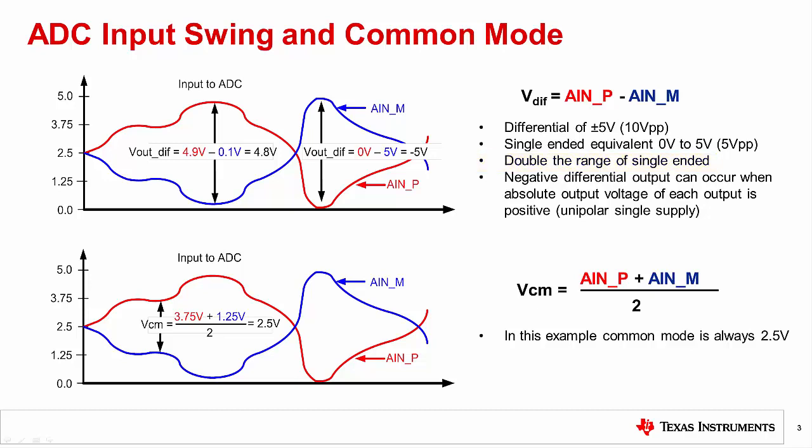Another important concept for this type of signal is the common mode voltage. Common mode voltage is defined as the average voltage applied to both inputs. To calculate common mode voltage, simply add the voltage on each input and divide by 2. We will see that the common mode voltage range limitation is an important specification for data converters.